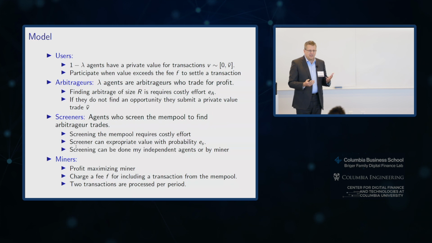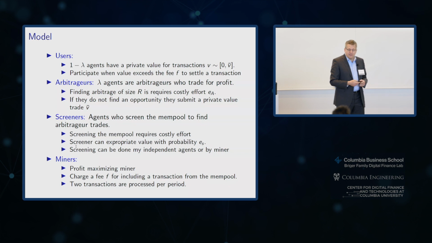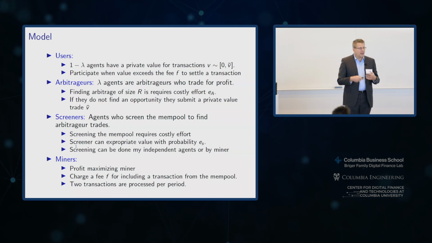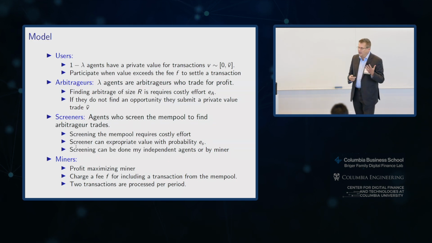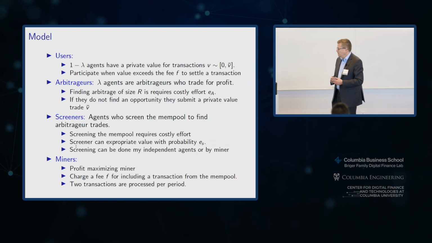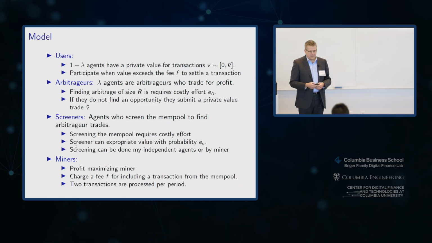In our model, the screening can be done by independent screeners or by the miner, and we want to see what is better from a welfare perspective. And finally, we have the miners. In our setting, it's a profit-maximizing monopolist miner. The miner charges a fee for a transaction that goes through the mempool, and in our model, two transactions per block can be processed.